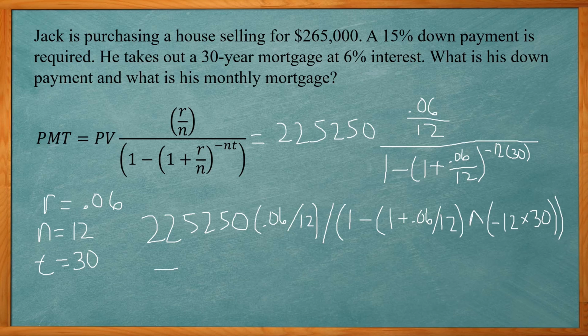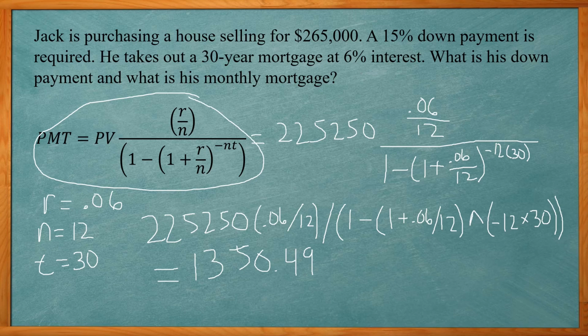Alright, so if you calculate that, you're going to get 1,350 and 49 cents. So we're dealing with money, so we're going to round to the nearest cents. The key to solving this problem was knowing this formula, what to put in for PV, R, N, and T, and how to enter it into your calculator.